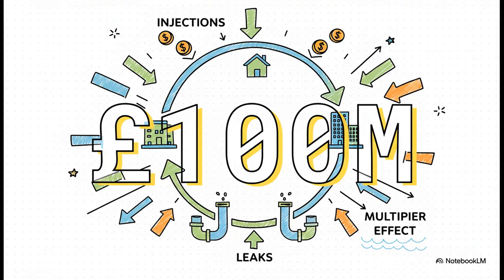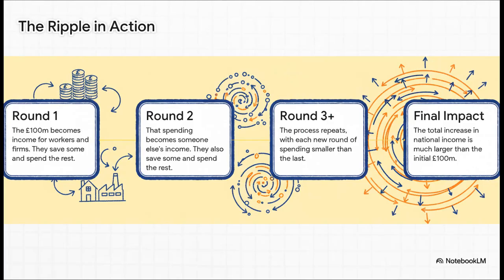Okay, so that £100 million hits the system. Now you might think, great, the economy is now £100 million bigger. But that's not where the story ends. Not even close. Something way more powerful is about to happen. See, that first £100 million gets paid to construction workers and suppliers as income. Now what do they do? They don't just stuff it under a mattress. They save a bit, but they spend the rest at local shops, restaurants, whatever. Now that spending becomes the income for the shop owners and their employees. And what do they do? They save a bit and spend the rest. And on it goes. Each round of spending is a little smaller than the last, but it keeps going.